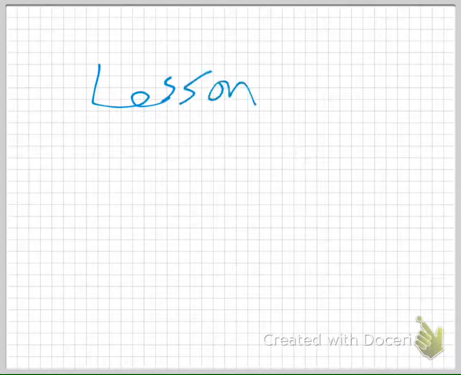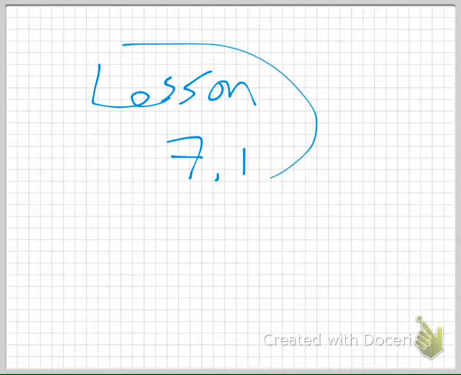All right, this is the first day of the second semester, Pre-Algebra lesson 7.1. We are solving two-step equations here. I'm going to remind you how to do the one-step equations, each type. There's 4 things to do.